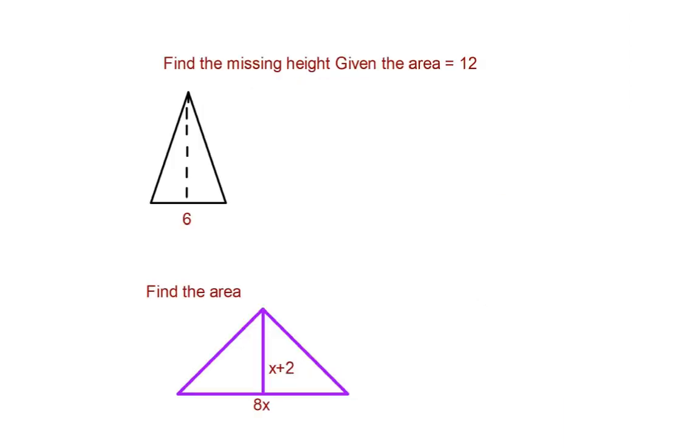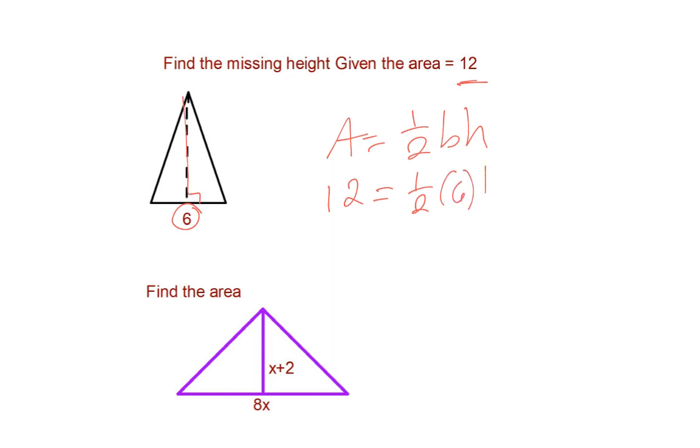Again, we can find missing parts. If I know the area is 12, I know it's a triangle. So area equals 1/2 base times height. The area is 12. I know my base is 6. And then my height is what I'm looking for. So h. 1/2 of 6 is 3. And then I need to divide by the 3. And I get my height is equal to 4. That's my answer.